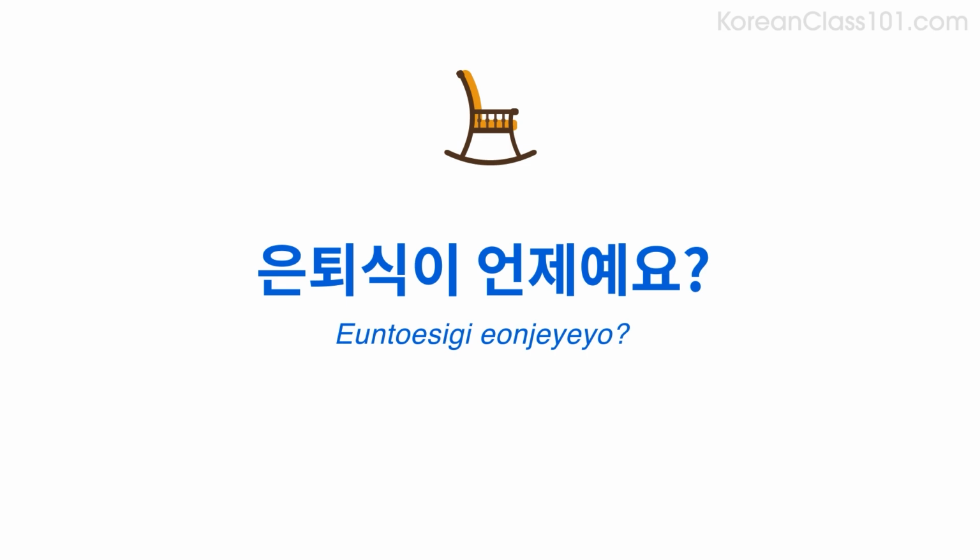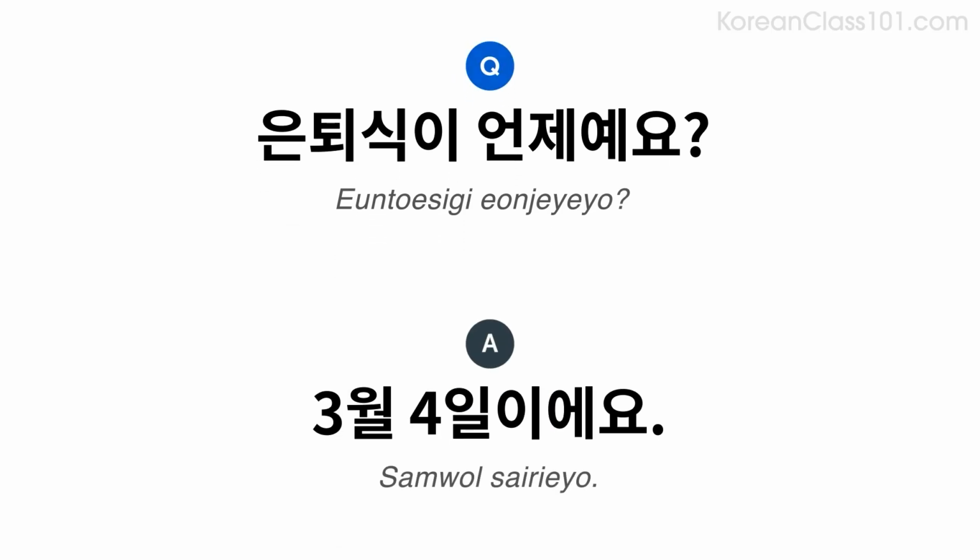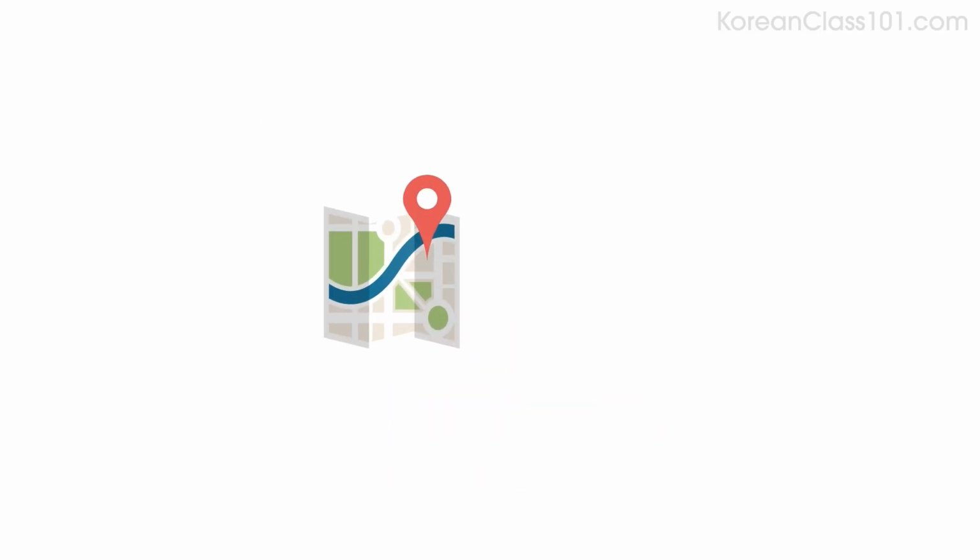은퇴식이 언제예요? Now ask and answer the question, saying your retirement is on March 4th. 은퇴식이 언제예요? 3월 4일이에요. Now imagine your trip is coming up. Do you remember how to say your trip? 여행. 여행. Say, when is your trip?